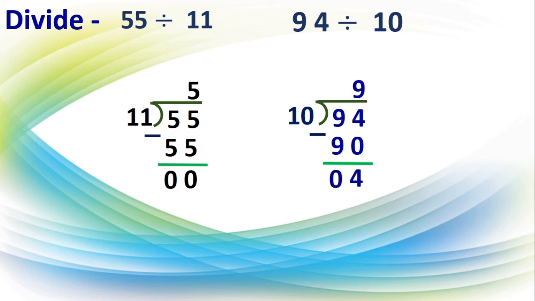Yes, you know, here 11 and 10, they are divisors. 55 and 94, they are dividends. 5 and 9, correct? Quotients. And here 0 and here 4, they are nothing but remainders. Correct?